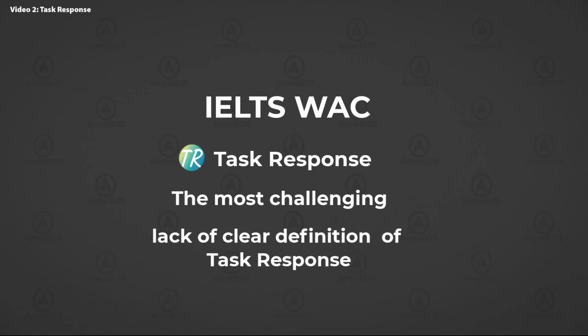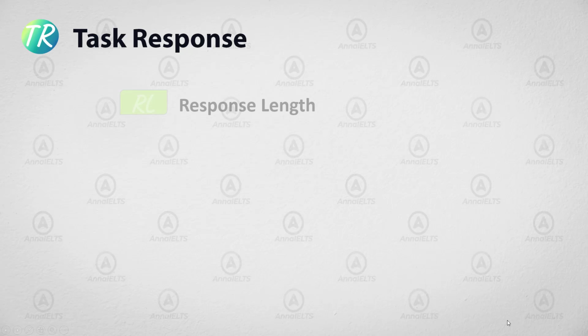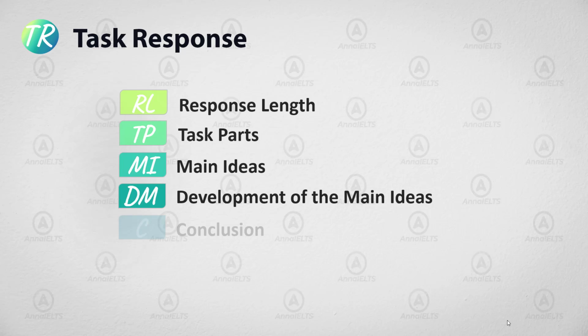But by a thorough analysis of several IELTS Writing Task 2 and examining candidate mistakes in different band scores, we were able to define task response on 6 criteria. So let's see what these 6 criteria are: response length, task parts, main idea, development of the main idea, conclusion, position.